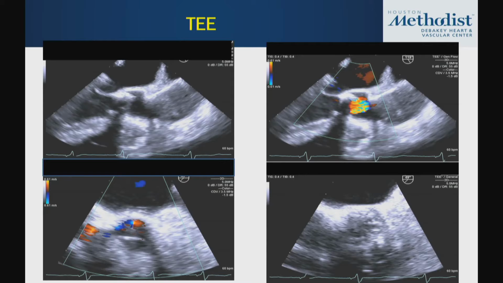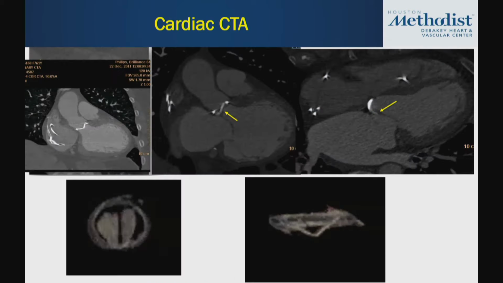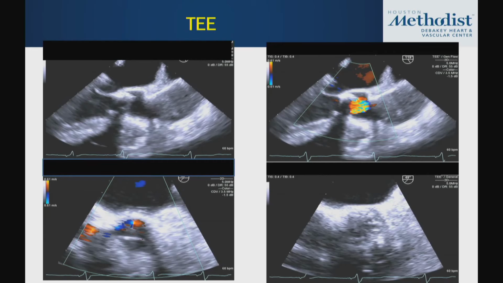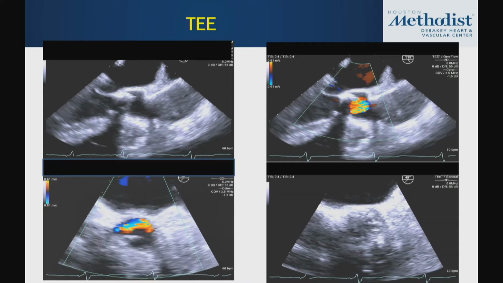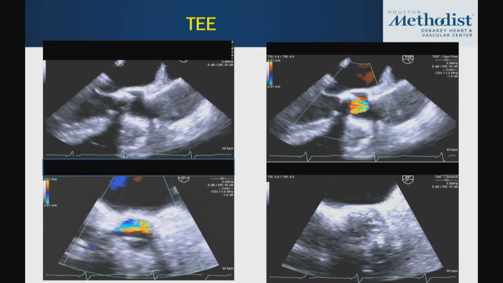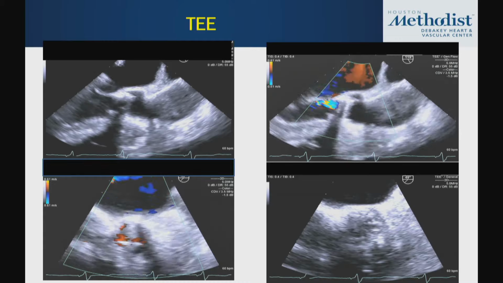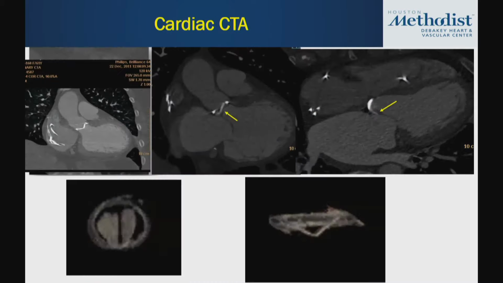And TEE, not sure why it's not playing. There we go. TEE shows this flow acceleration, confirming there's obstruction. There's a little bit of regurgitation, probably moderate regurgitation. However, the etiology of the obstruction became apparent with the cardiac CT.